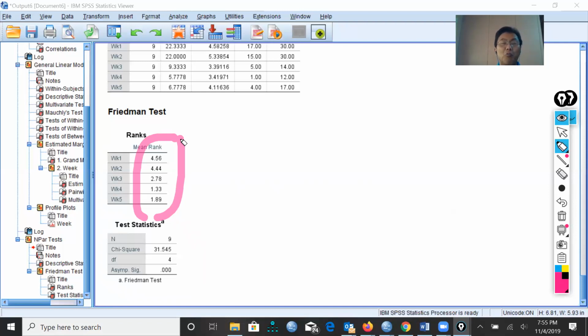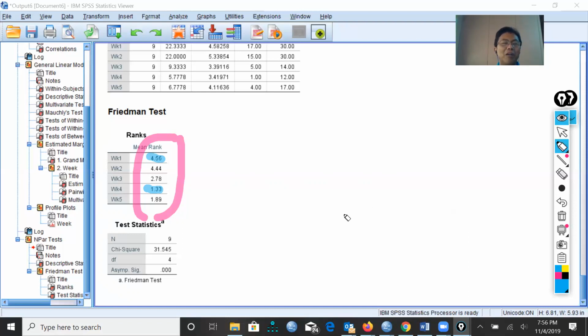If you want to find out which pairs of weeks are most likely different, it's probably going to be week 1, since this has the highest mean rank, and week 4, since it has the lowest mean rank. So even if you don't do any further analysis, you can at least say that week 1 represents the highest number of hours of weekly migraine headaches, and week 4 represents the lowest, in terms of ranks.